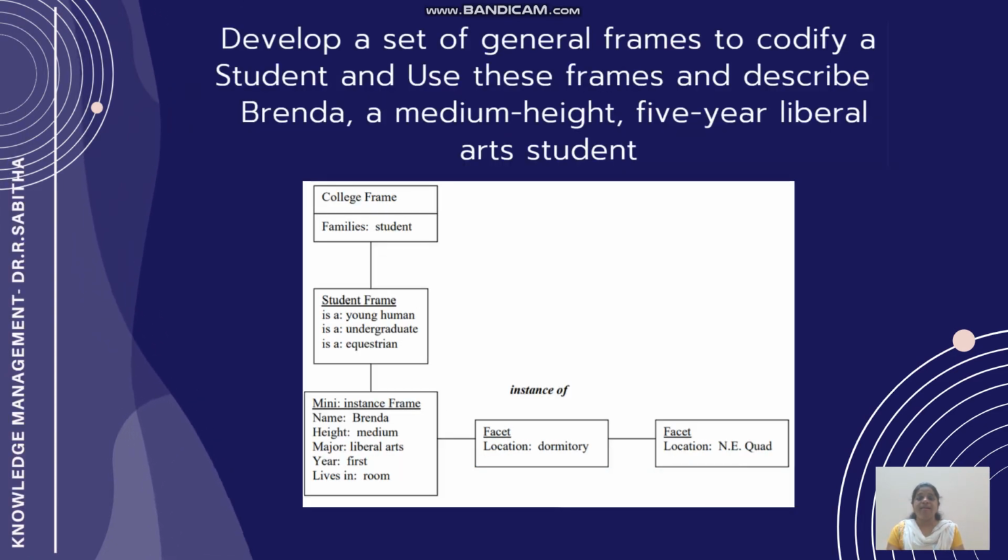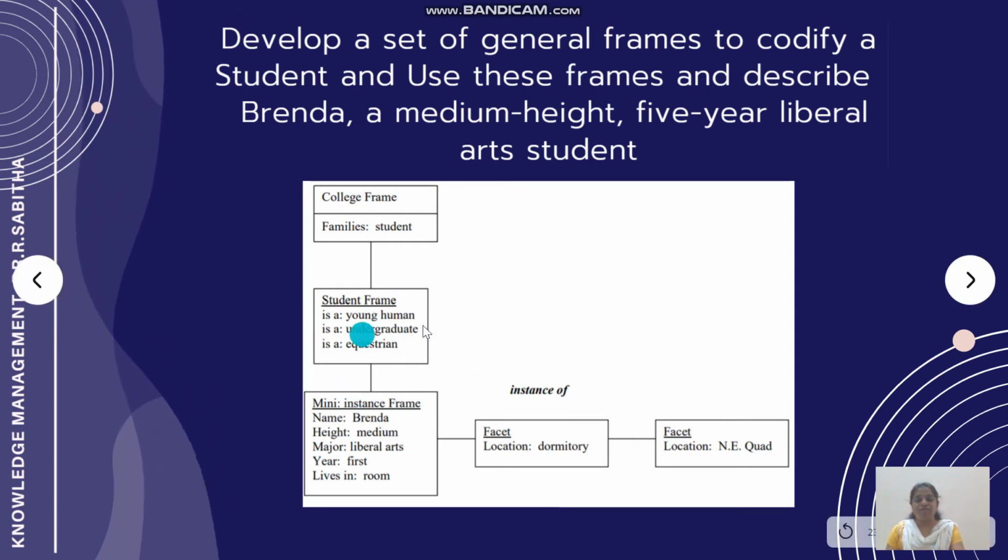similar to this, where there is a student called Brenda. You have to represent the frame for Brenda. She is a medium height, 5-year liberal arts student. She is in the first year. Okay, so again she will come under the category of young human, and it's an undergraduate course. And also you have to give the location. This is similar to the horse example that we saw here. The name of the frame will be college frame, and other slots and facets will depend upon the problem statement that is given to you.